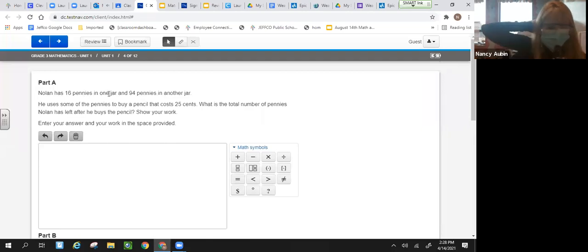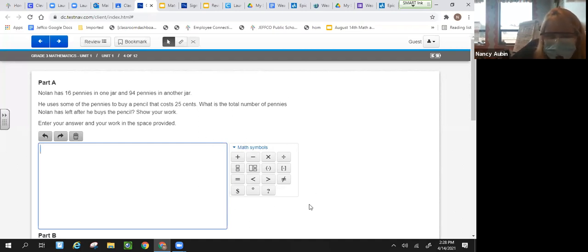Nolan has 16 pennies in one jar and 94 pennies in another jar. He uses some of the pennies to buy a pencil that costs 25 cents. What is the total number of pennies Nolan has left after he buys the pencil? Show your work, enter your answer and your work in the space provided. So what I have to do, this is different than anything we've done before. I have to click in the box.